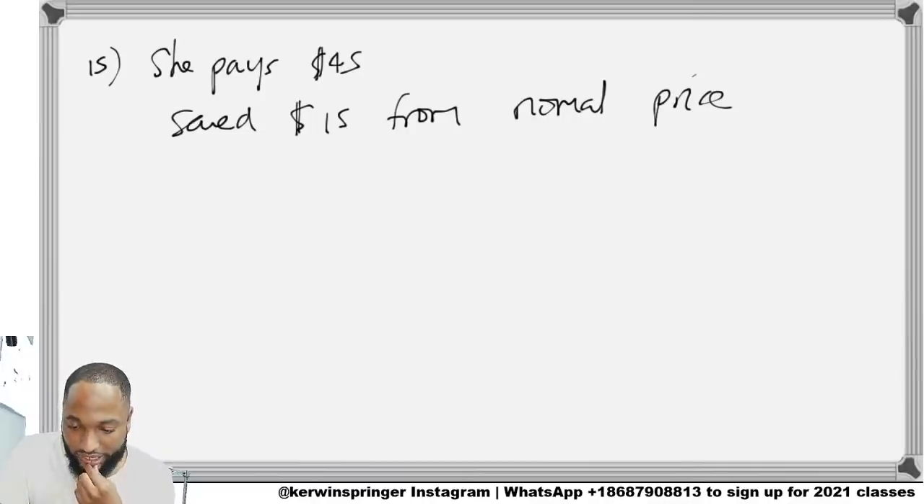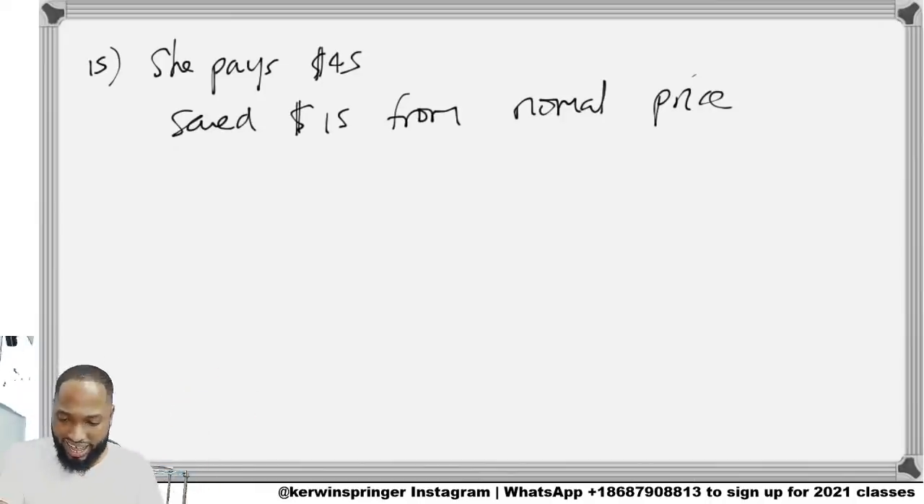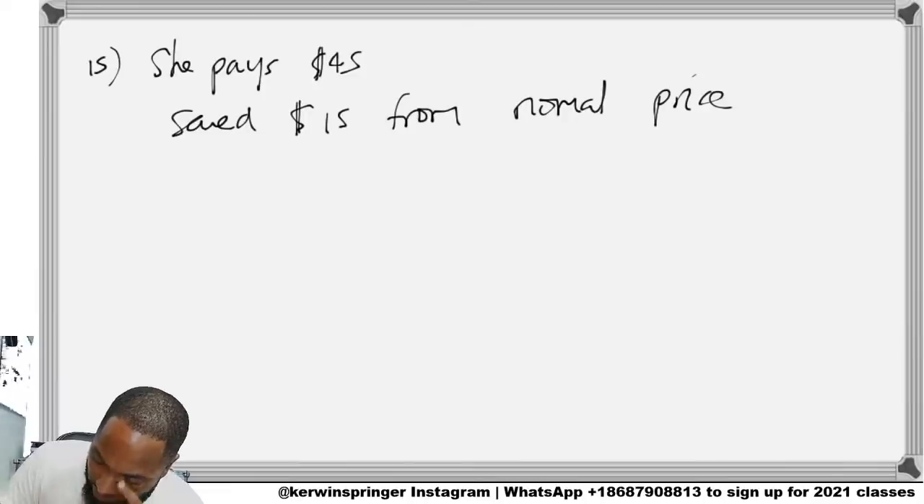A woman buys a pair of shoes at a sale. She pays $45, saving $15 on the normal price. The percentage discount on the pair of shoes, 33.5. Why do they say 33.5 though? Who makes up this question? Where do these questions come from? Or let's send in some real bootleg question here. 45.